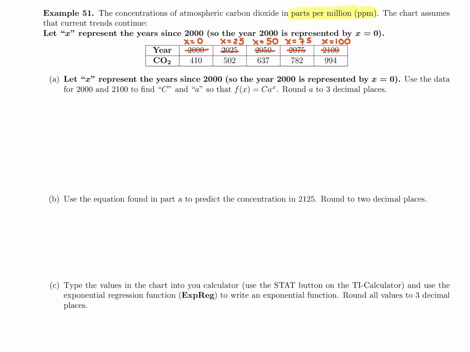That way, if we have to plug in 2015, we're not going to plug in X as 2015. We're just going to plug in 15. It's 15 years after 2000. I think crossing that out right away helps to identify the correct X value.